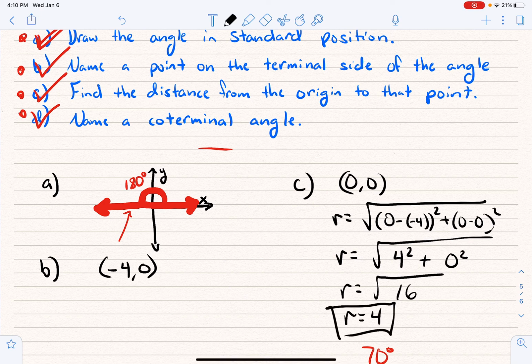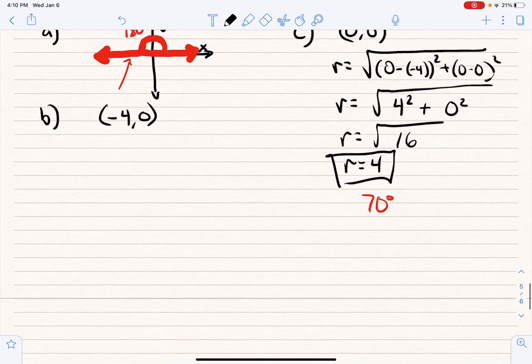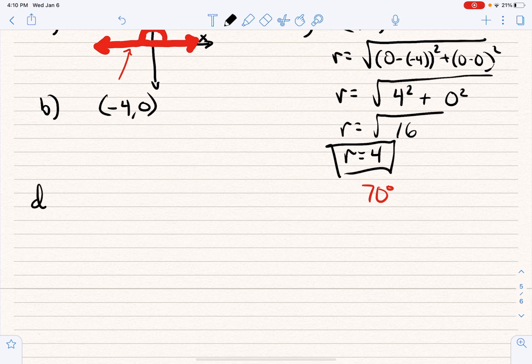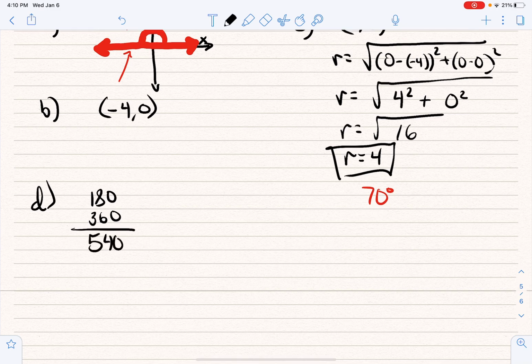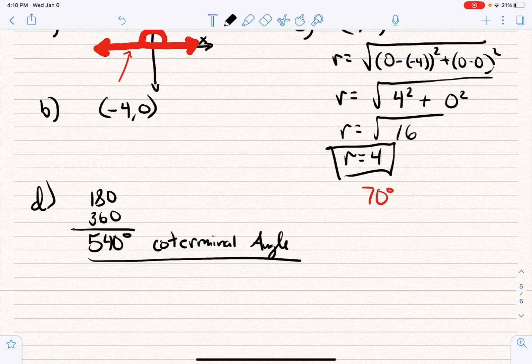And lastly, we got to name a coterminal angle. So the easiest way to name a coterminal angle, add 360. So for part D, we can say, well, 180 plus 360 is going to give me 540 degrees. And this would be a coterminal angle. All right. And that's all you had to do.